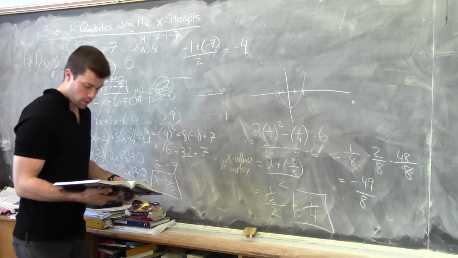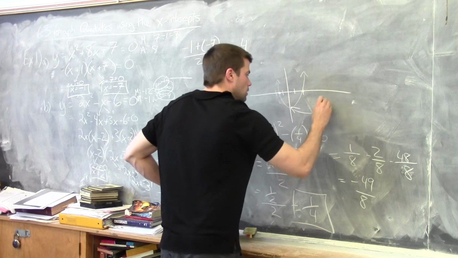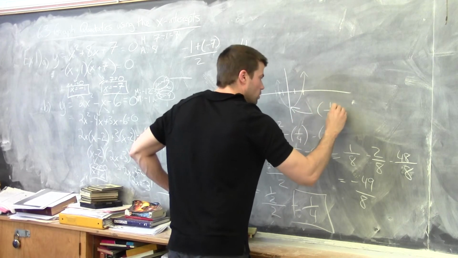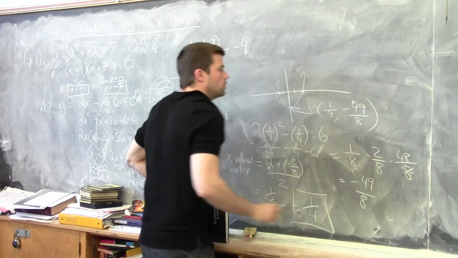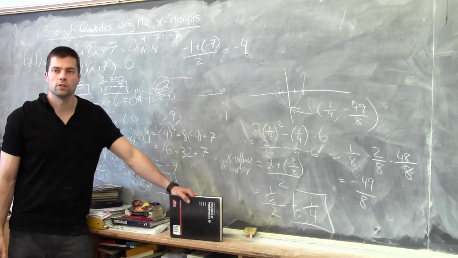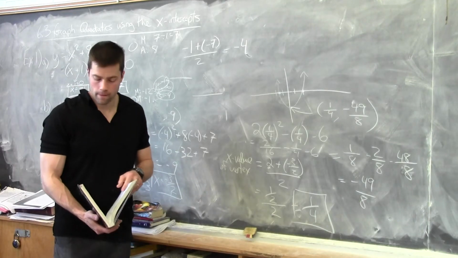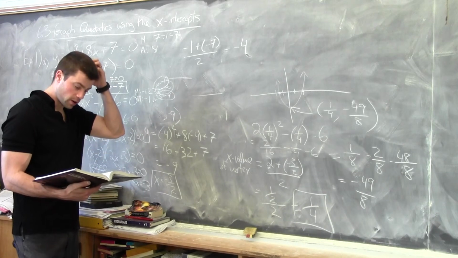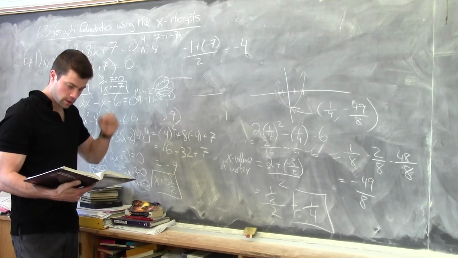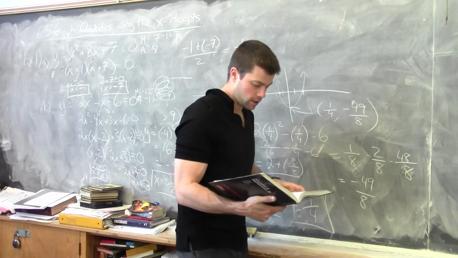That's right. So then our vertex becomes 1/4 comma negative 49 over 8. Any questions there? Okay, so that's kind of the lesson in a nutshell. There are a couple word problems, but they're not much difference. Okay, let's look at example 2.